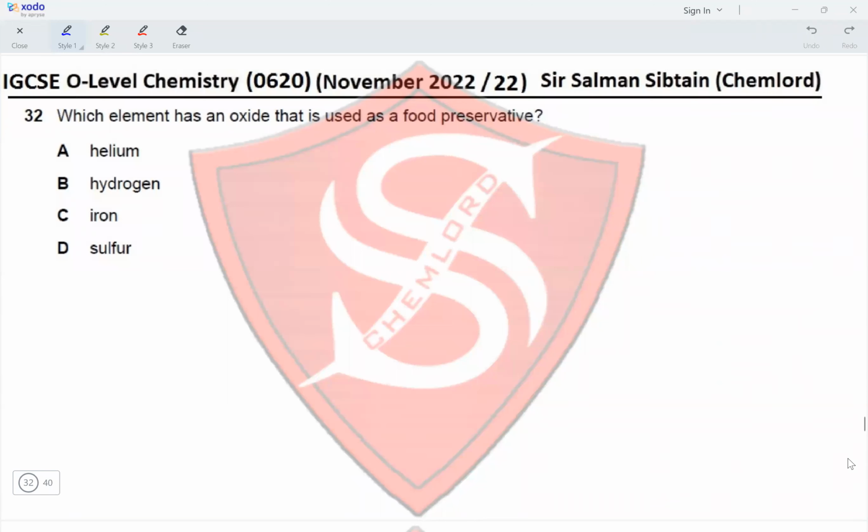Question 32. Which element has an oxide that is used as a food preservative? Helium is a noble gas. Hydrogen is not used as a food preservative. Iron would react with the acidic contents of food. Sulfur produces sulfur dioxide, which is used as a food preservative. This makes option D the correct option for this question.